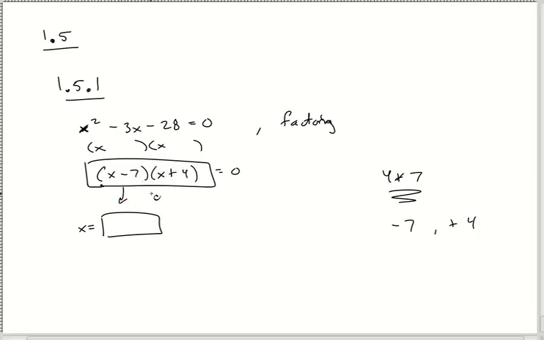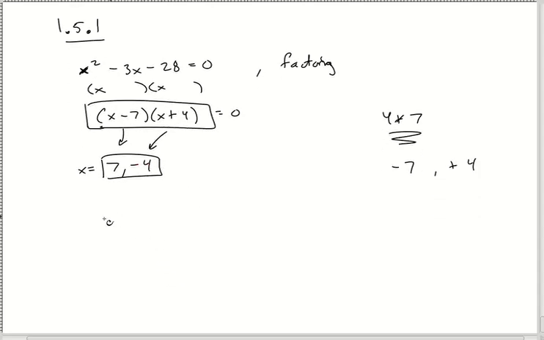And of course, we've done this a whole lot. Just switch the signs. It was a negative 7, now it's a positive 7. It was a positive 4, now it's a negative 4. And we've solved for x.